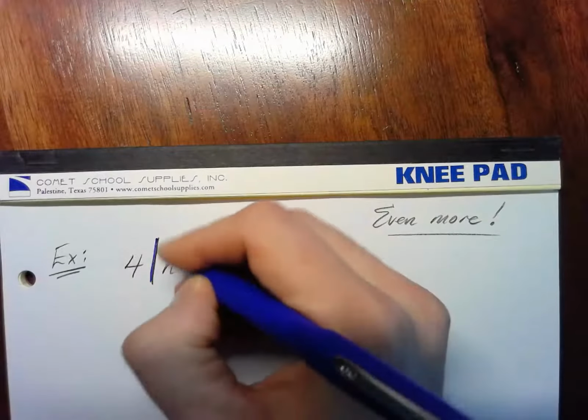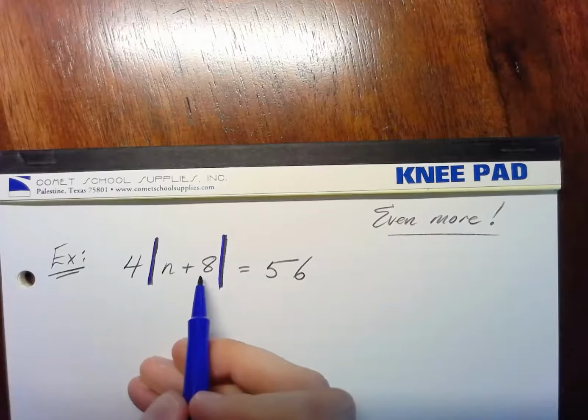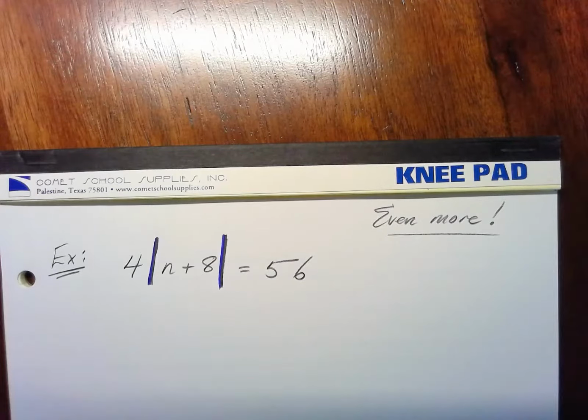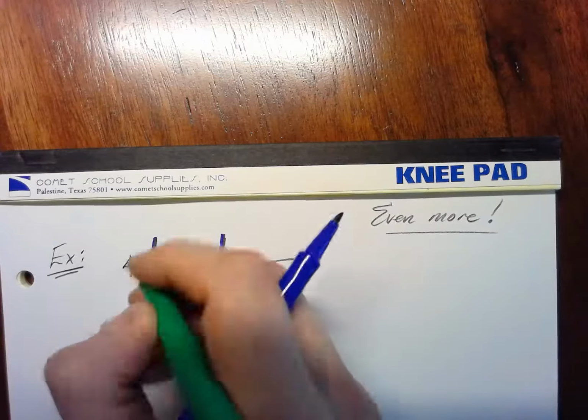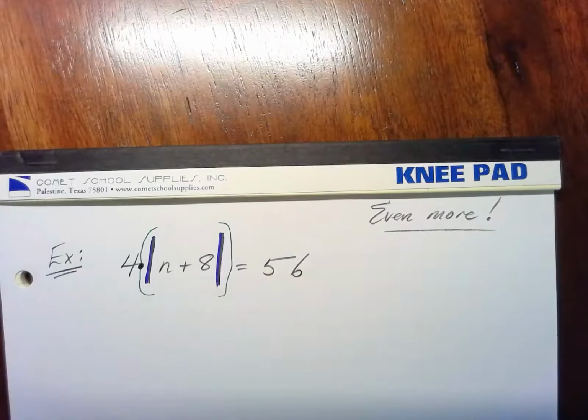Okay, 4 times the absolute value of n plus 8, and notice here that really what this is saying is 4 times, just like if it had been parentheses. So this is 4 times this whole thing. Imagine this has parentheses around it, and then all that equals 56.